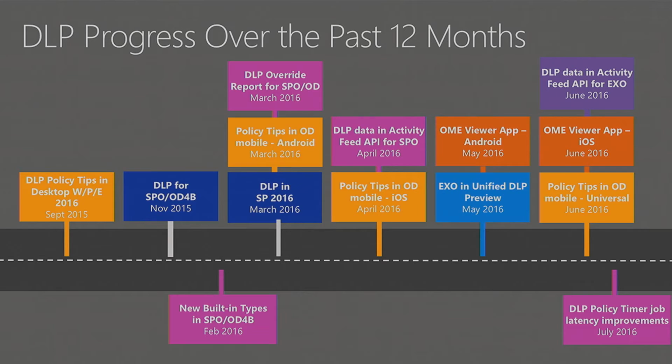And then last but not least, in July of this year, we made some improvements to the DLP timer job. Jack didn't get into the full details of how the DLP policy actually kicks in, but effectively under SharePoint, we use the indexer to index content, and then we have a timer job that goes and checks that index to make sure if there's any content in there that violates DLP policy. So we've done some work to improve the latency of that job.